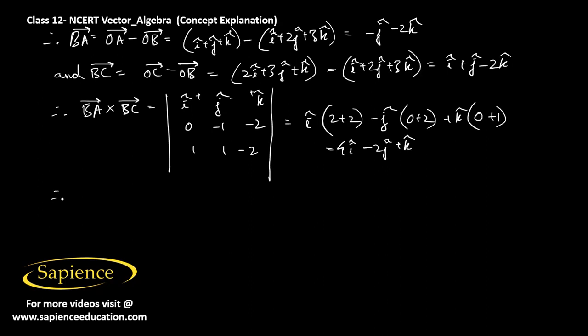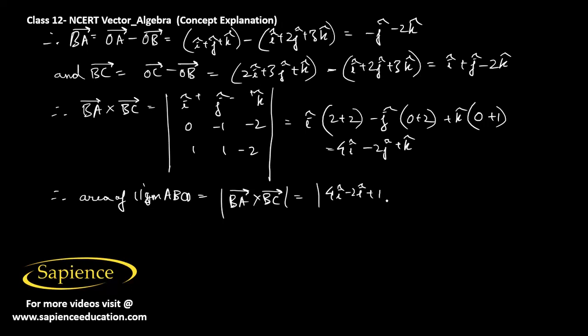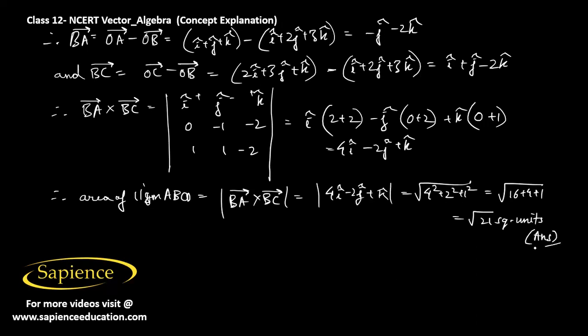Okay. So now the required area of the parallelogram ABCD will be equal to the magnitude of BA cross BC. So that will be equal to the magnitude of 4i cap minus 2j cap plus k cap, which is square root of 4 square plus 2 square plus 1 square. So that will be equal to square root of 16 plus 4 plus 1, which is square root of 21 square units. So this is the answer. Thank you.